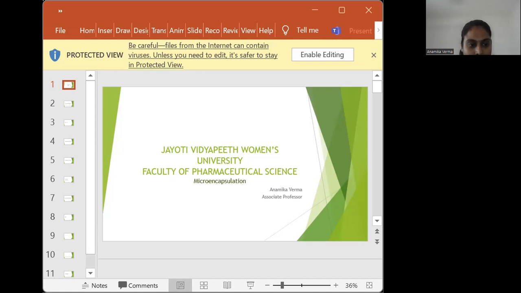Now, what are microparticles? Microparticles refers to particles having a diameter range of 1 to 1000 micrometers, irrespective of the precise exterior or interior structure. Now, what are microcapsules? Microcapsules are defined as microparticles having a core surrounded by a coat or wall material distinctly different from that of the core, payload, or nucleus.